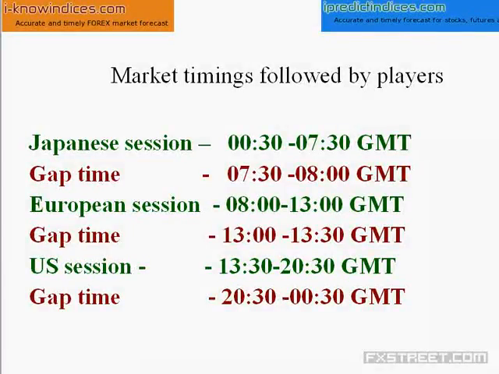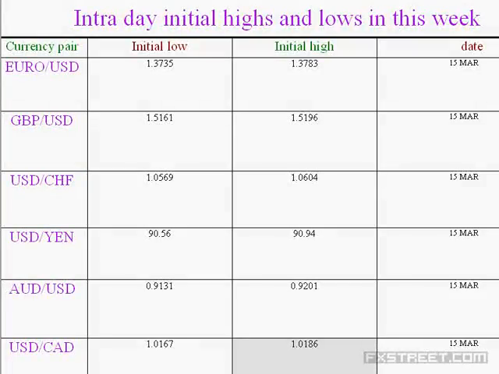So with regard to the initial highs and the initial lows, you find Euro formed the initial low of 1.3735 and subsequently they cut the low and formed a new low, 1.3728, and the high is intact at 1.3783, and they are expected to breach it during the European session.